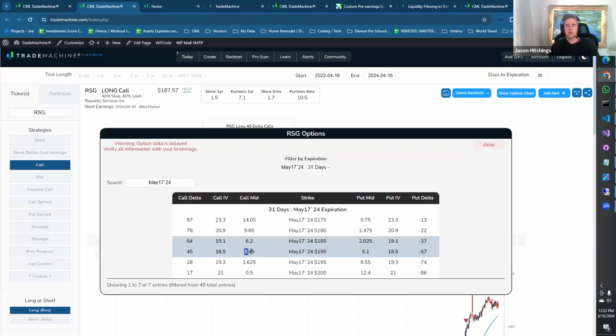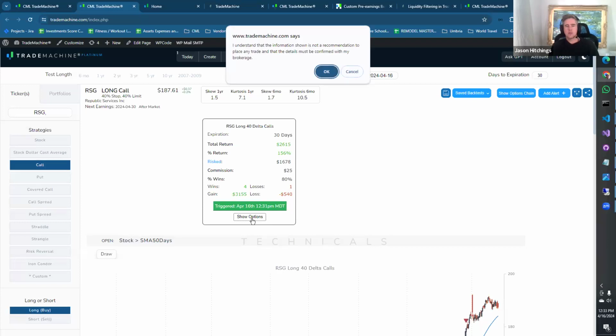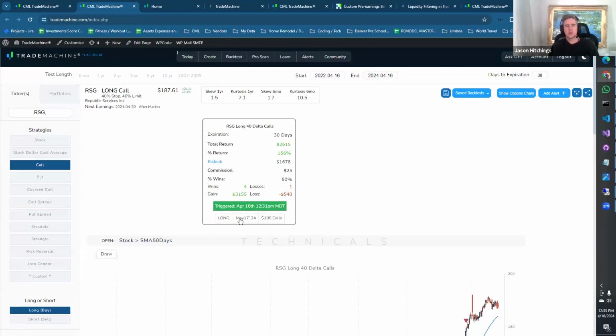So this would be the option I would buy. Now the midpoint is 345, but obviously when you go into your brokerage, you'll see how wide the markets are and that kind of thing. These are slightly delayed, so the actual option prices, the stock is current, but have a look at the option prices and make sure the markets make sense for you. But yeah, that's the trade you would place if you wanted to enter this strategy. For annual subscribers, you can click the show options and it just shows the exact same thing.